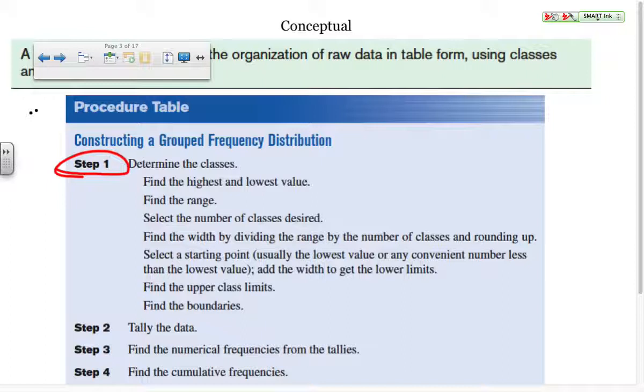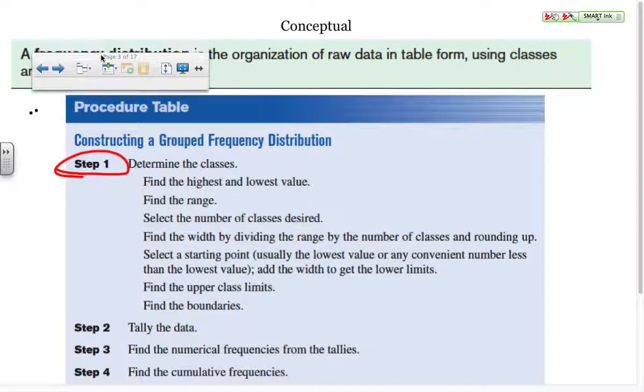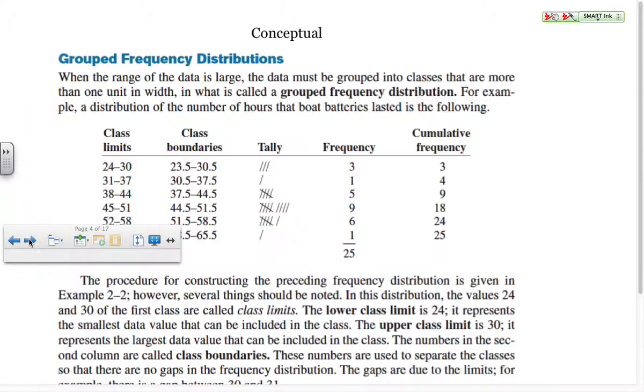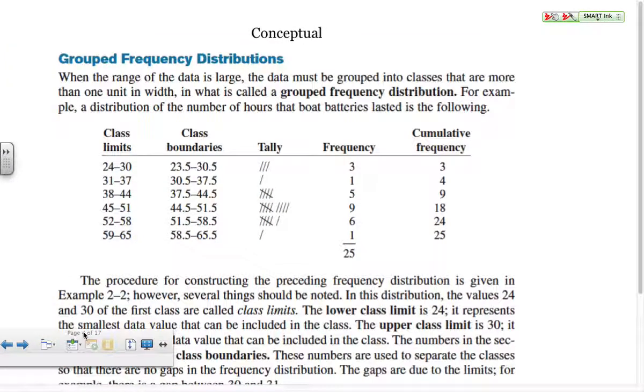So and then you notice the rest of the steps are easy. So let's go through what we're looking for when we're determining classes. First of all, this is what a frequency distribution looks like. You'll notice that there are 2 different things: class limits and class boundaries. These are 2 different things.